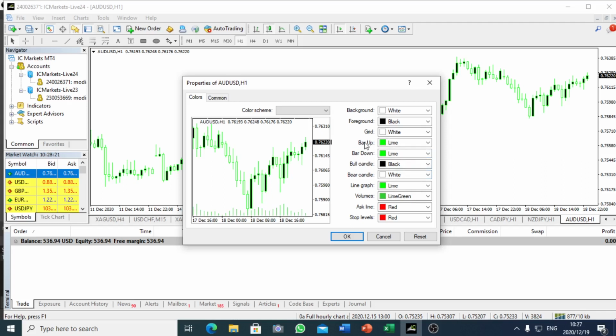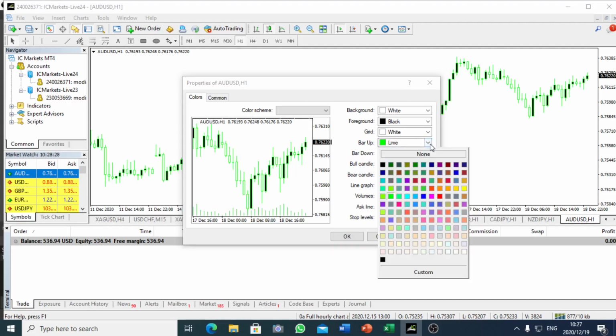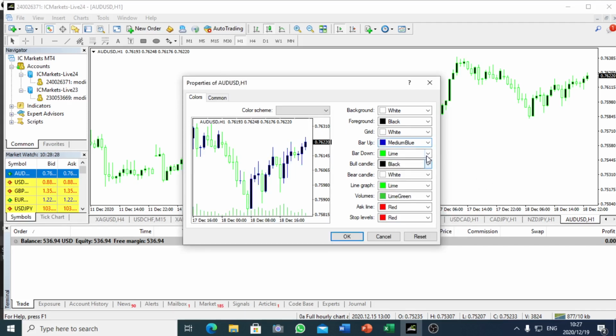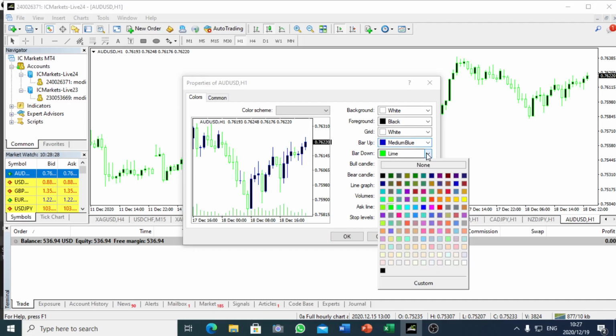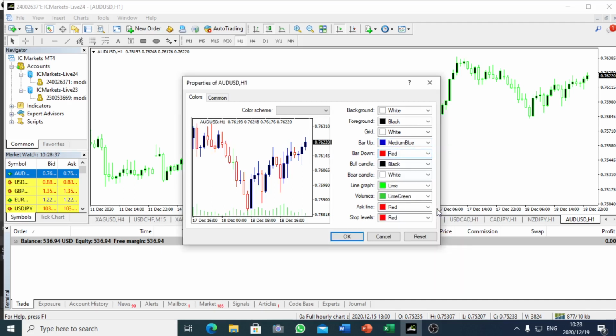I'll go up, bar up, the bar that is going up. I want it to be blue, medium blue. I will choose medium blue. Bar down, I'll want it to be red. I changed it to red. But as you can see, bar down, it has white filling inside. I want it to be red. I want the whole of this candle to be red. How do I do that? And I want the whole of this candle to be blue. How do I do that?